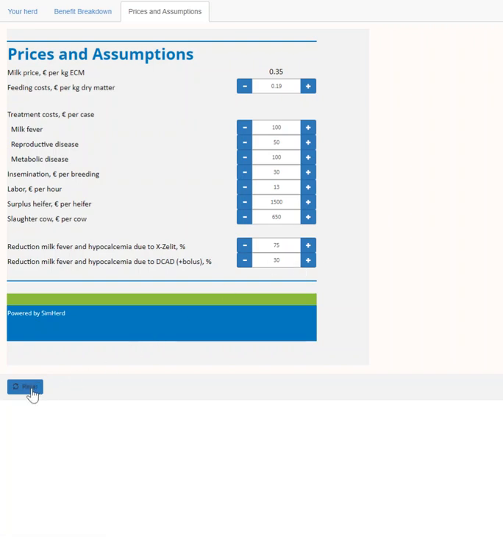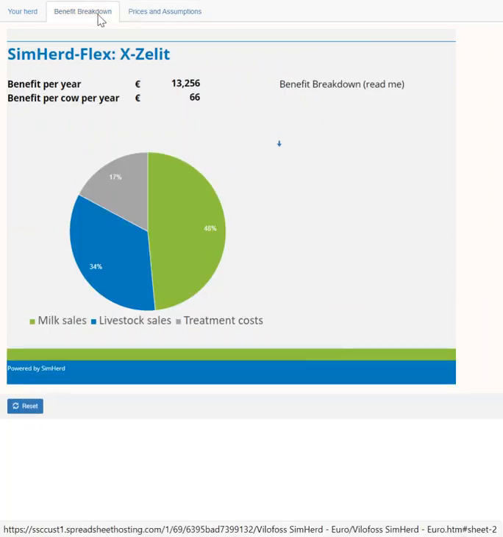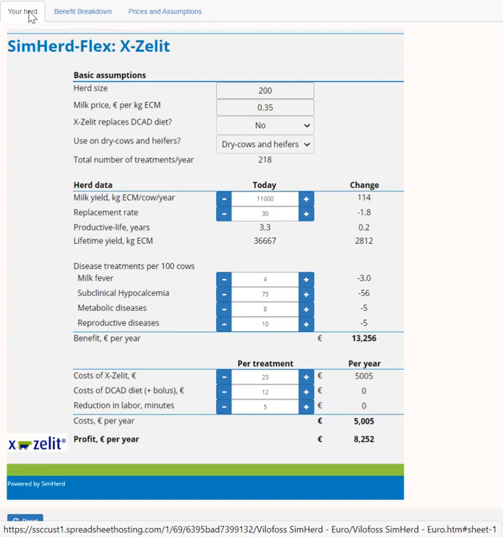At any time, you can click on reset and go back and forth between the menus. And here you're back at the start where you can enter your own figures again or work with another farm. So that's the explanation about how we work with it and what's behind the model.